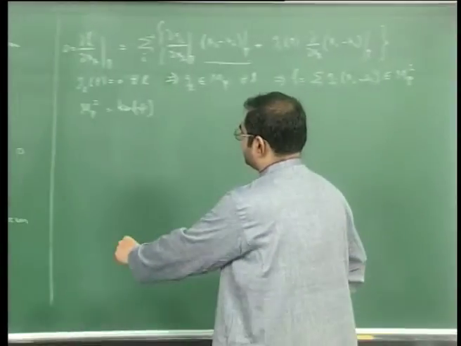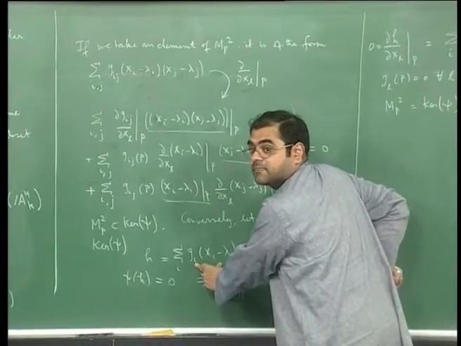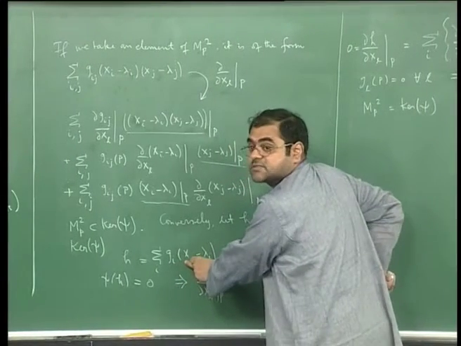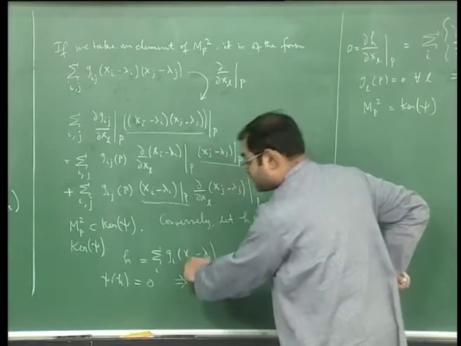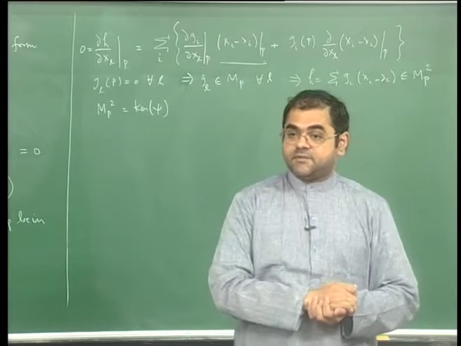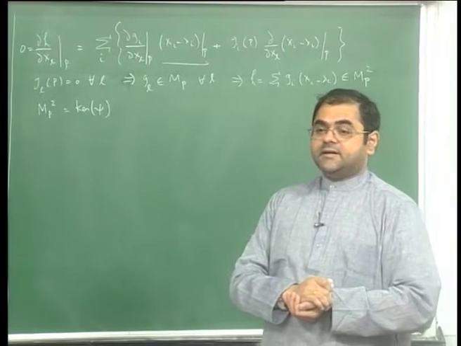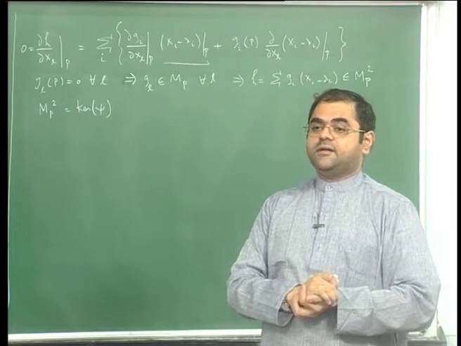Why take H in M? If H is not in M_P, I cannot write it in this form, it has to be generated by the generators of M_P. You can write H in this form if and only if it is in M_P, because x_i minus λ_i are the generators of M_P. A general H, any polynomial, need not be like that.